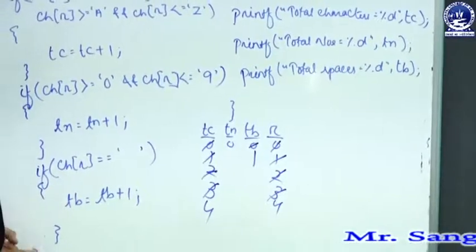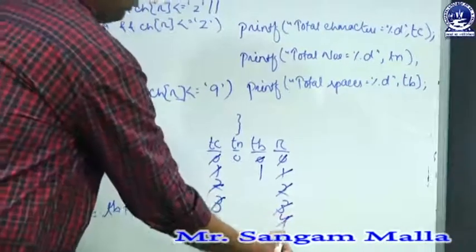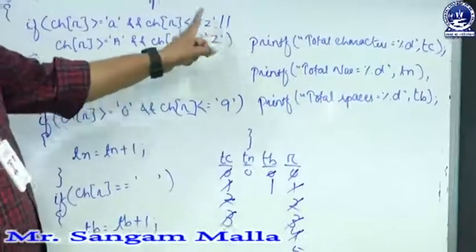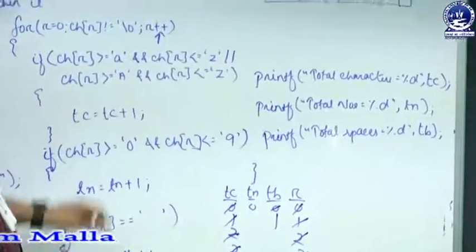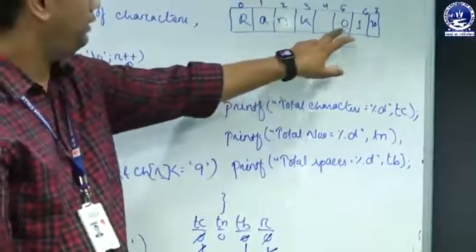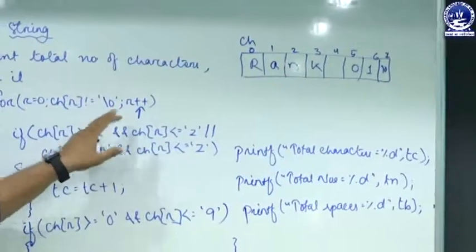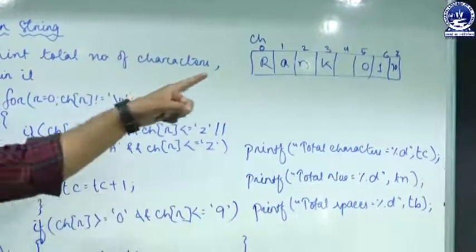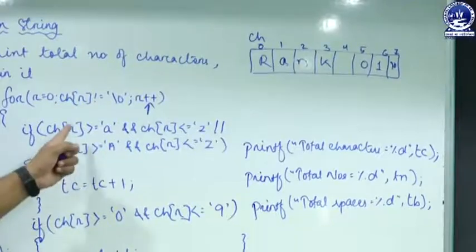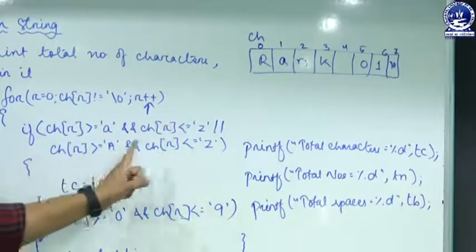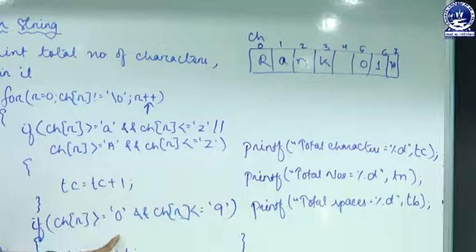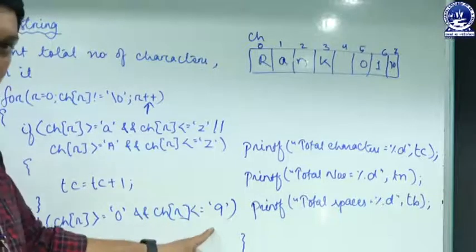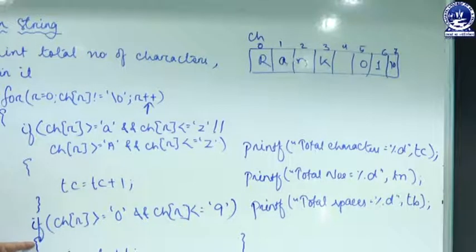Then again when it will come over here, R will be incremented to 1. That means R value will be incremented to 5. Now it will check ch of 5 is not equal to backslash 0. No, it will come over here. So ch of 5 is having 0. So 0 does not lie between small a to small z or capital A to capital Z. So it will come over here. 0 lies between 0 to 9. Yes, condition satisfied.